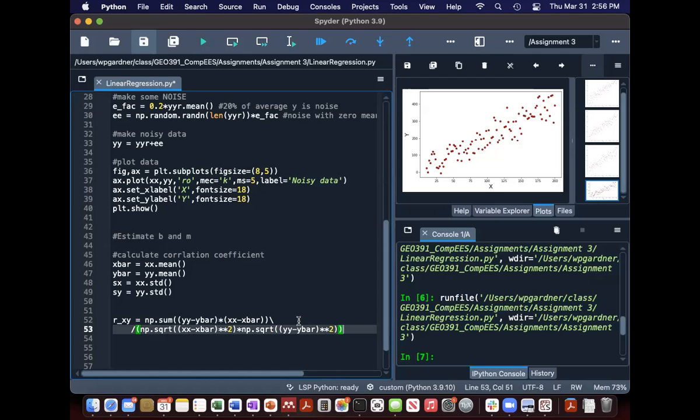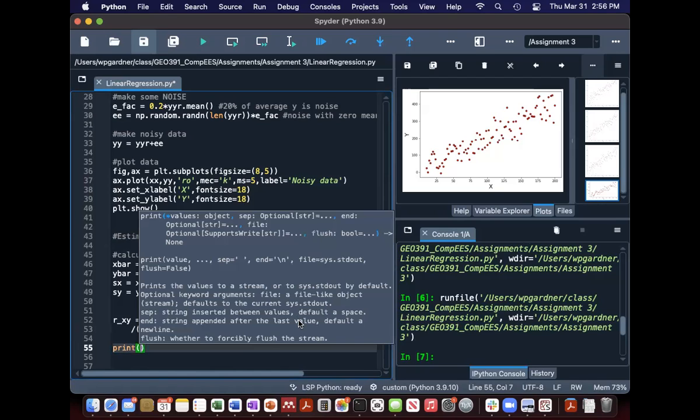One of the nice things is that syntax highlighting allows you to look at the different parentheses and make sure they line up where you want them to. I want this outer one to be everything that's in the denominator. That's the two square roots. Each square root has this quantity squared. And each interior one is just making sure I do the subtraction before I square it.